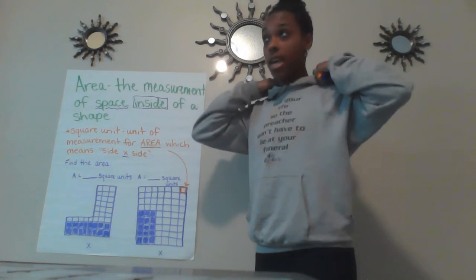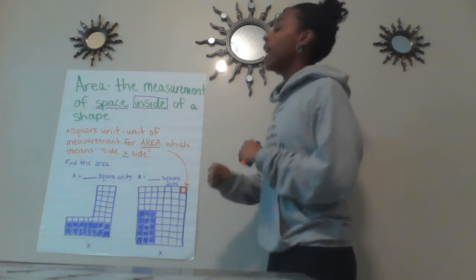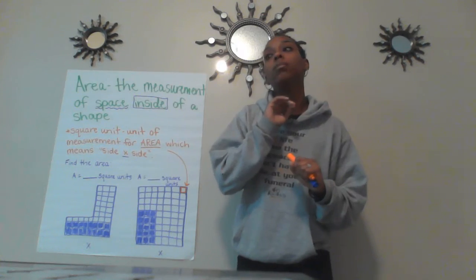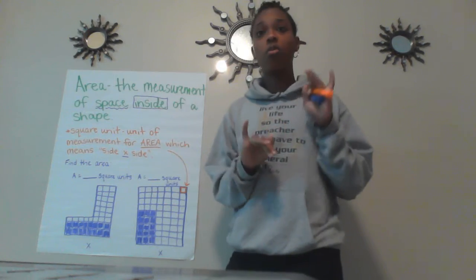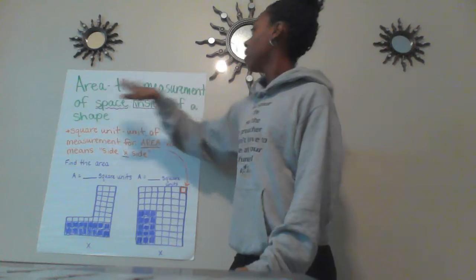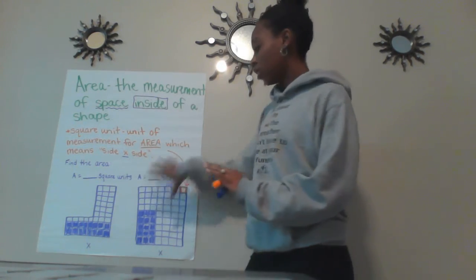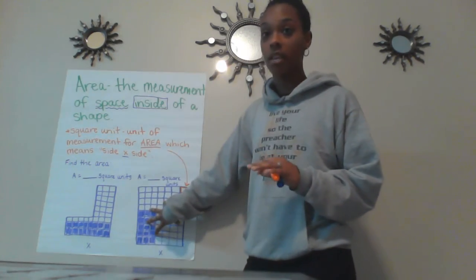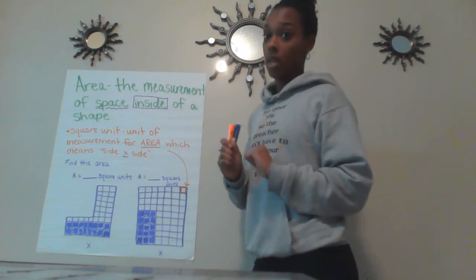So today is day 3 of our instructional quarantine, and like I told you on Thursday, we were going to start with area today on Monday. So, quick review over what area actually is. Area is the measurement of space inside of a shape. So, when you see a shape, you're going to know that area is on the inside. Remember, perimeter is the outside and area is the inside. Okay?